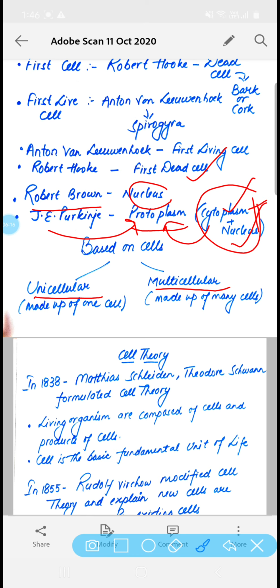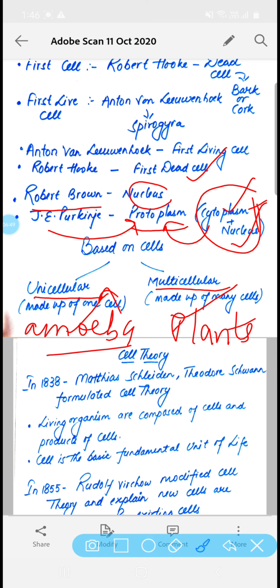Now, based on the cell number, organisms are divided into two parts, unicellular organisms and multicellular organisms. The organisms which are made up of only a single cell are called unicellular. And the organisms on the other hand which are made up of many cells are called multicellular. We can add examples over here. Amoeba is one of the unicellular organisms. In multicellular, we can take the example of plants, and we can take the example of animals also.